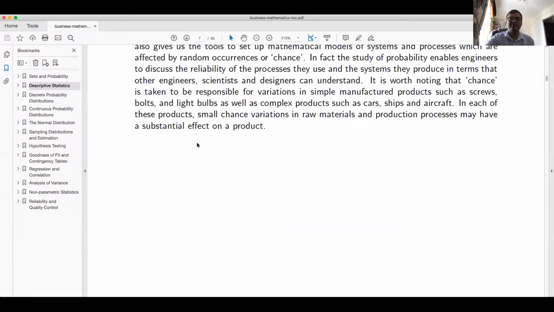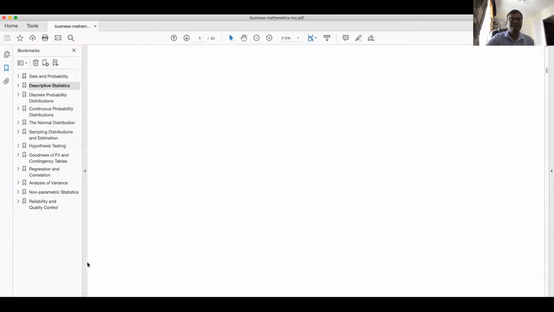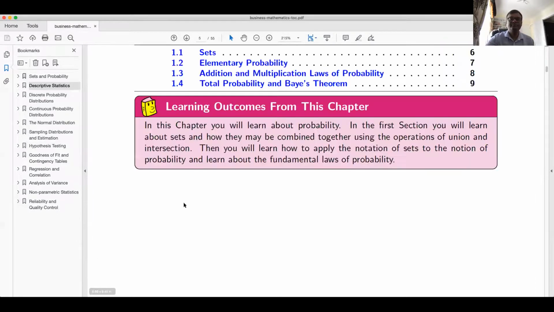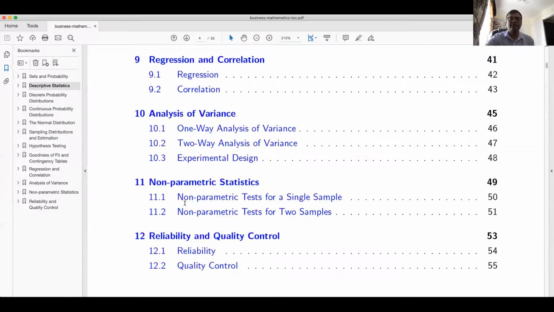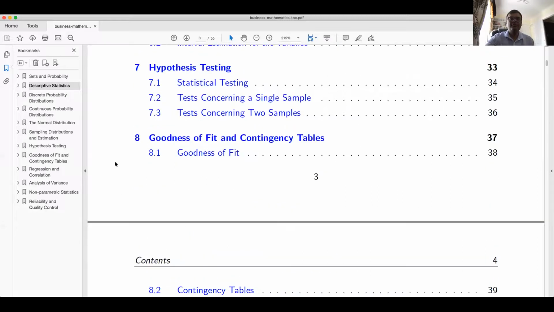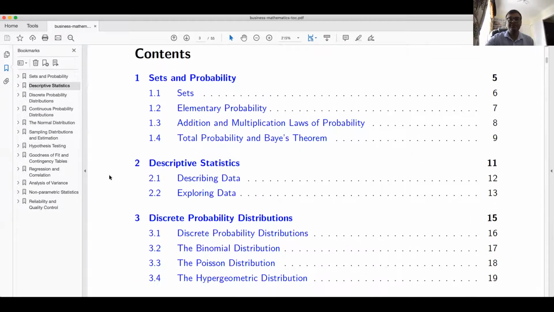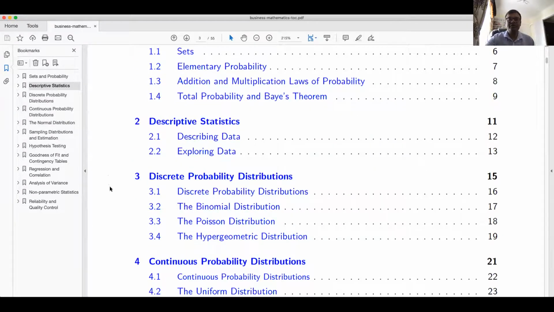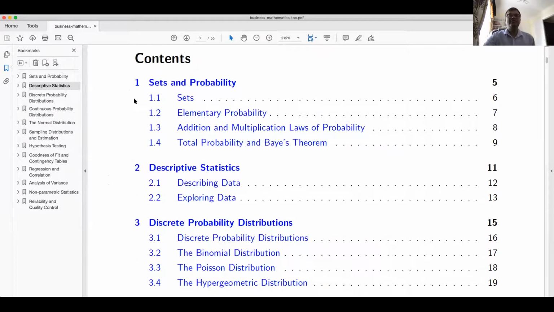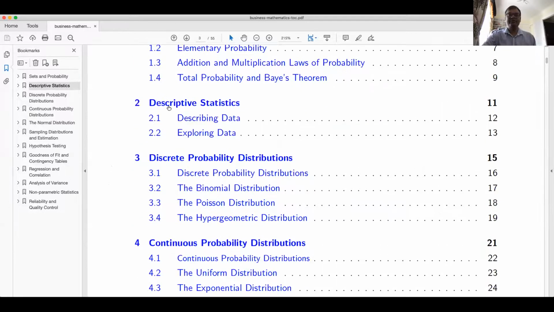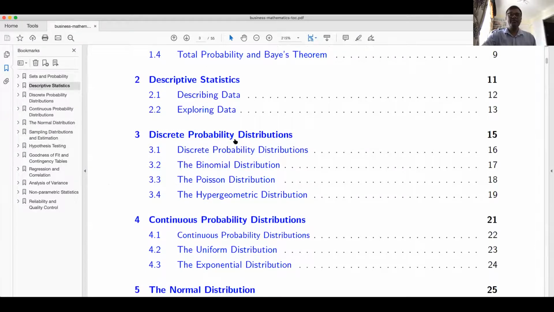Okay, so this is the... okay, so again, I will quickly brush through this. We start with sets and probability, then descriptive statistics, then discrete probability distribution. If you start with sets and probability, we have already spoken about this. Then the descriptive statistics, then discrete probability distribution.